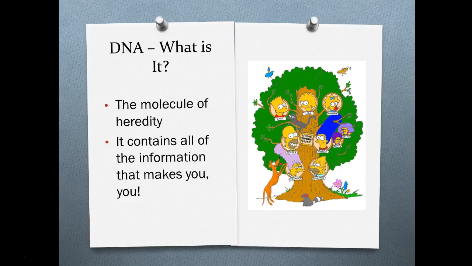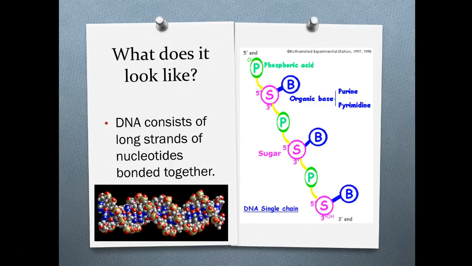So obviously that guy didn't know very much at all, but you probably do know that DNA is the molecule of heredity. It contains all the information that makes you you. It has all the instructions for making every single protein that all of your cells will ever make, and that's about 2 million different kinds of proteins. So what does it look like?